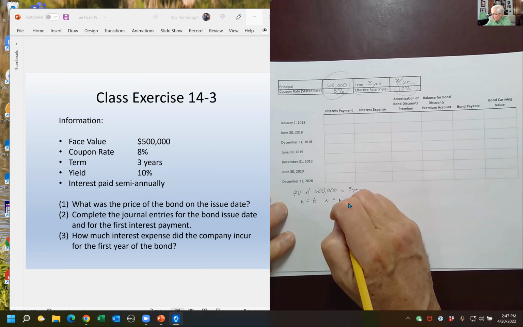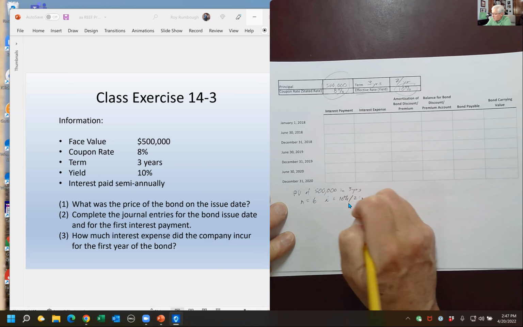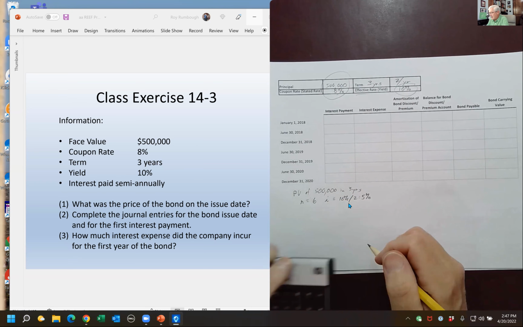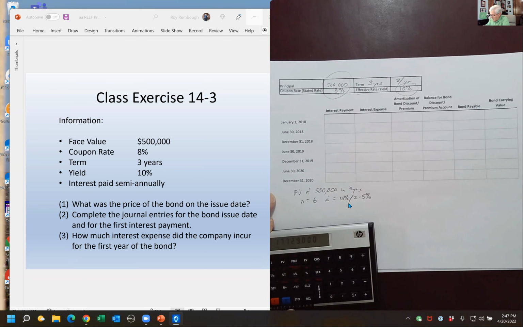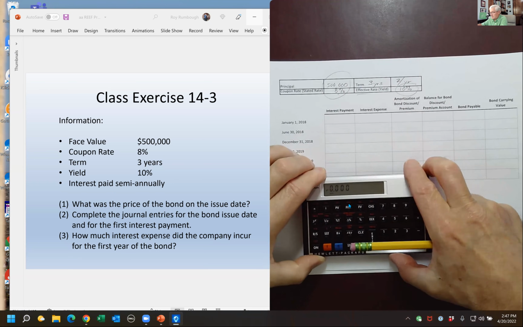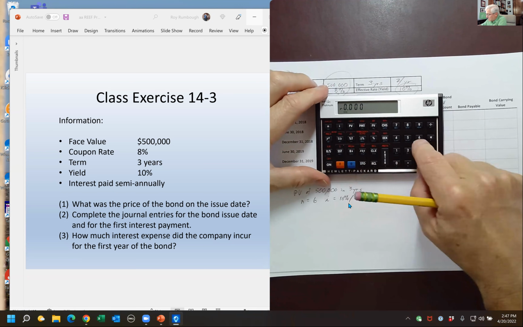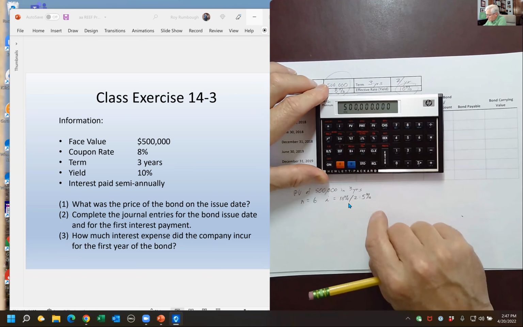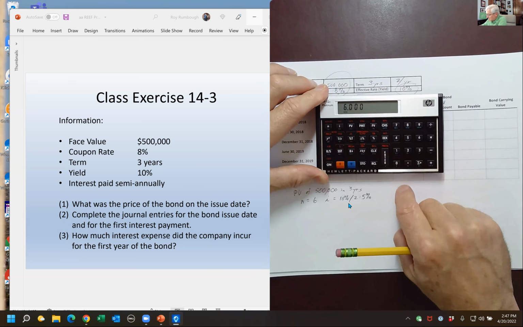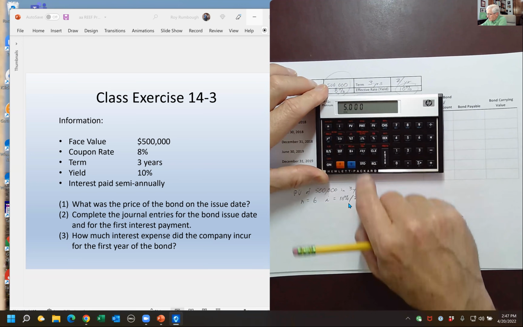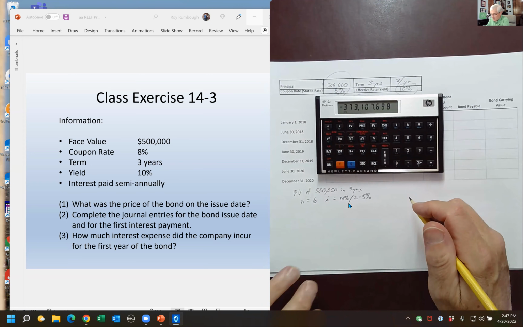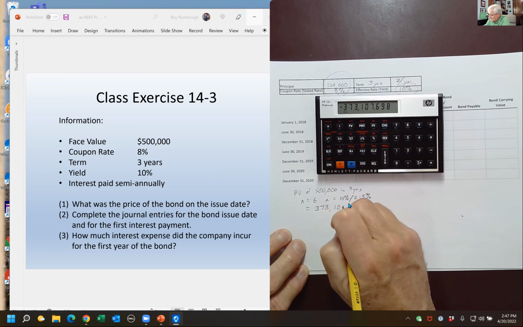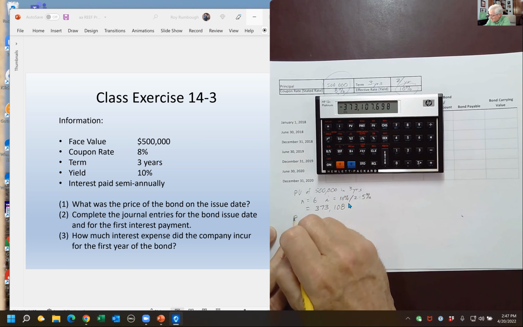That's 10% divided by 2 compounding periods. So 5%. All right, you can handle that. So 500,000 future value, N equals 6, I equals 5%. Present value is 373,108. That sounds really similar to the last problem, which it might be.